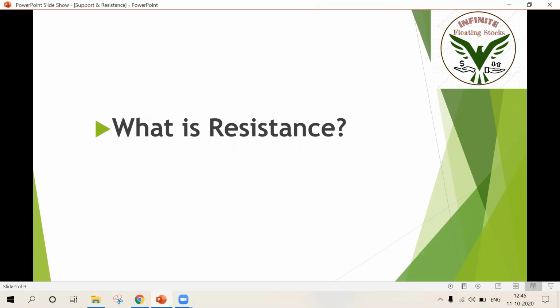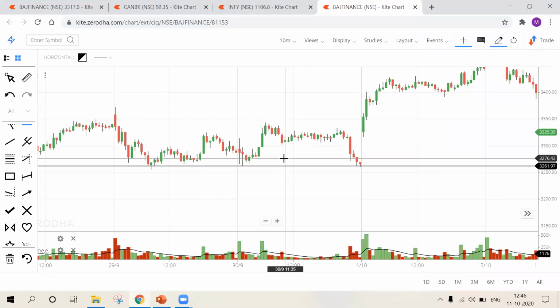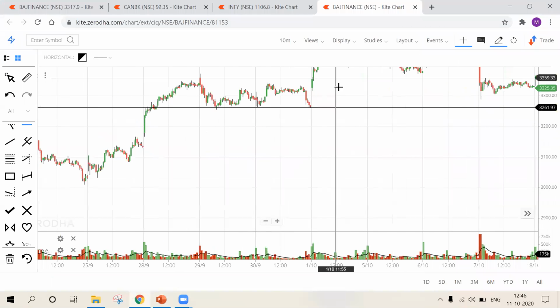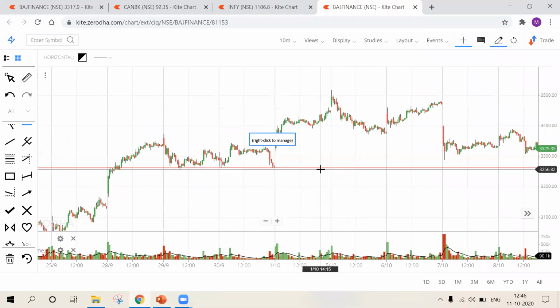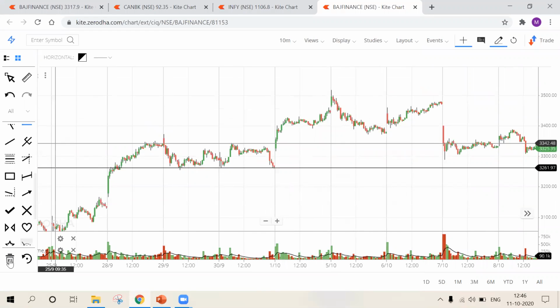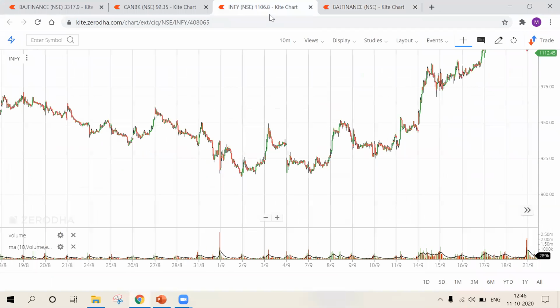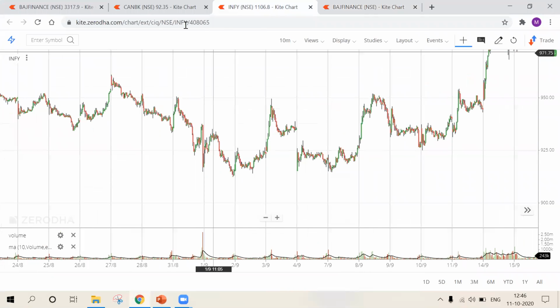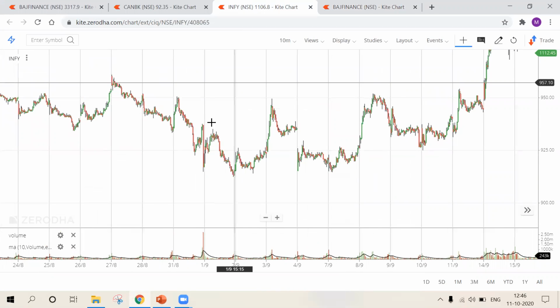What is resistance? I'll be explaining the same thing on the charts so that you guys will be very clear with my explanation. I'll explain all these concepts in real-time scenarios, and I'll be using charts most of the time to explain the concepts. So, all right, let's select Infosys stock. Okay, this is Infosys stock.